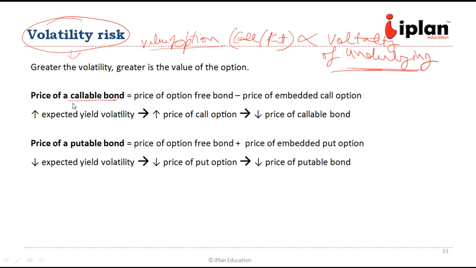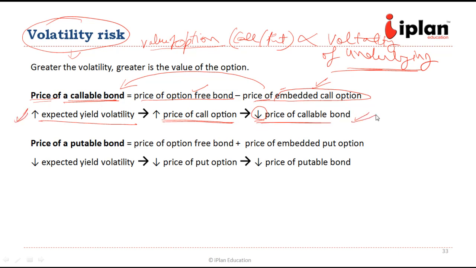So let us look at the callable bond first. By definition, the price of callable bond will be price of an option free bond minus price of the embedded call option. Since we know because of this call option, which is favoring the borrower and not the investor, the value of the bond comes down by this amount. Now let us look at the impact of volatility. We know when the volatility is higher, the price of call option will be higher. This value is higher, and in turn the value of callable bond will be lower. So higher is the volatility, lower is the value of callable bond.